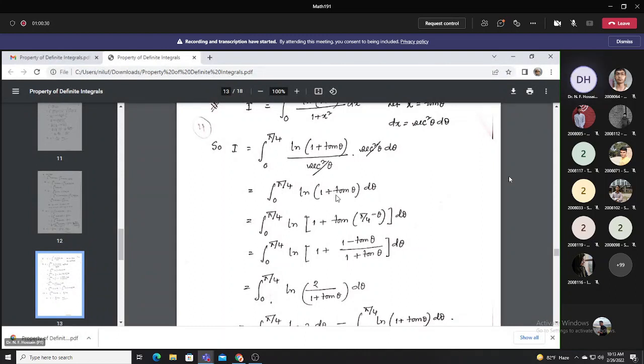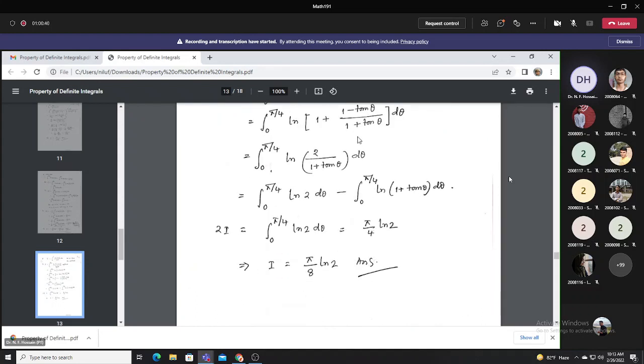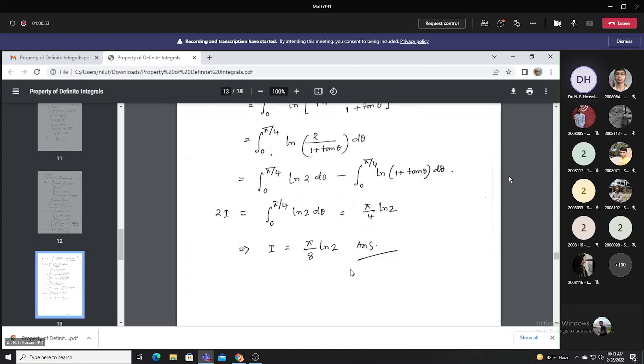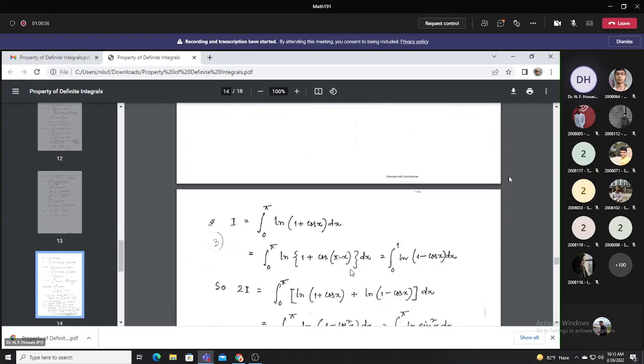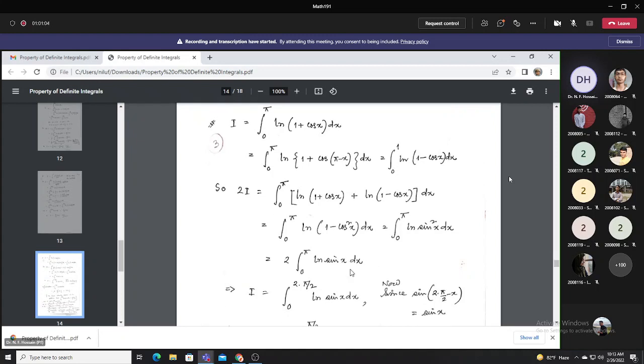Use the property number 4, write pi by 4 minus theta in place of theta, and use the formula for tan of a minus b. Then do the algebra, do this addition. It will be ln of 2 minus integral ln of 1 plus tan theta. And this is the same thing from which we started, so 2I. So ultimately the result is I equal to pi by 8 ln of 2. So you see, without evaluating the integral using our usual method, just using the property, how easily we are getting the result. The next one, integration 0 to pi ln of 1 plus cos x.